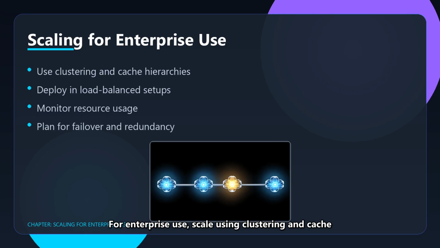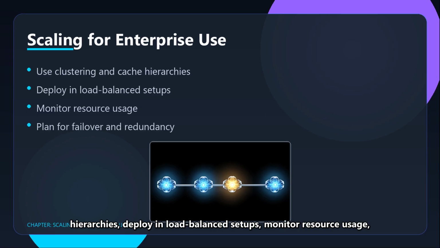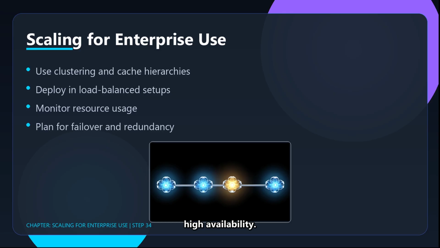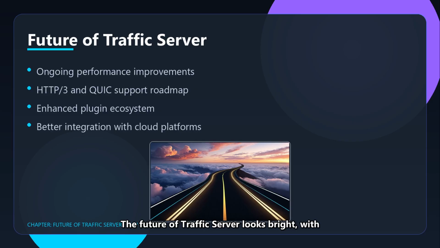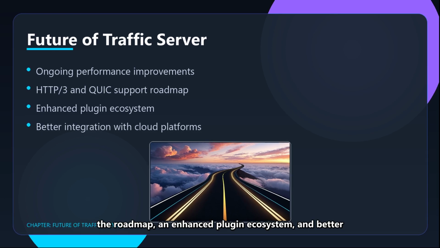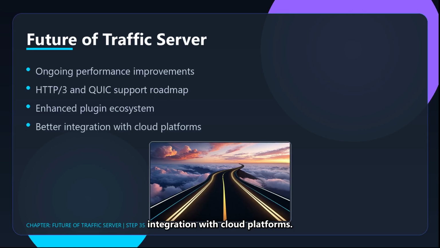For enterprise use, scale using clustering and cache hierarchies, deploy load balanced setups, monitor resource usage, and plan for failover and redundancy to ensure high availability. The future of Traffic Server looks bright, with ongoing performance improvements, HTTP/3 and QUIC support in the roadmap, an enhanced plugin ecosystem, and better integration with cloud platforms.